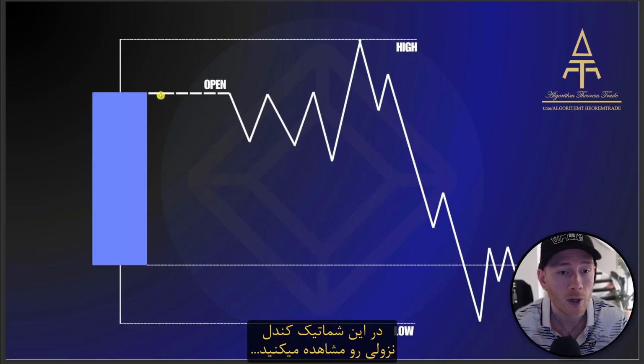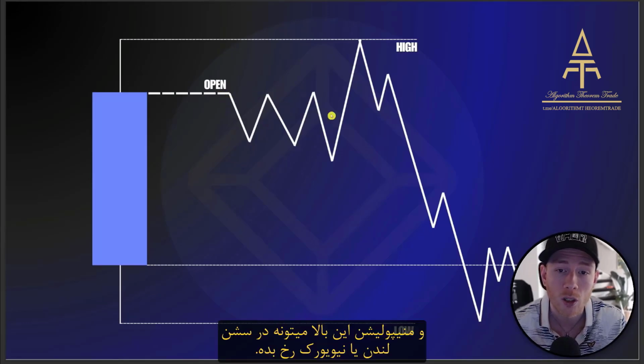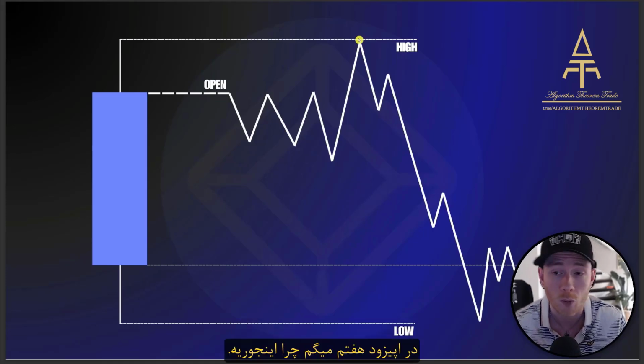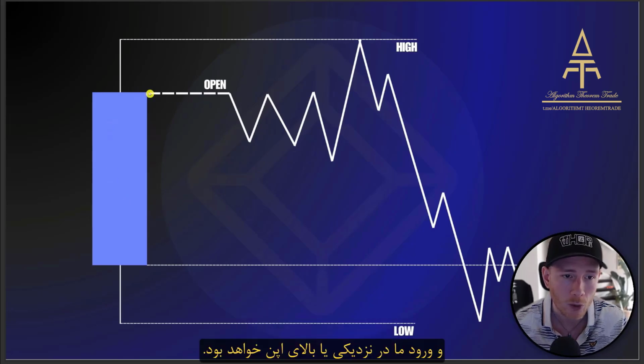Now over here, we've got an open high low close candle, right? Same thing over here. You can see that in the schematic. Power of 3 is always accumulation, manipulation, distribution. That can occur during London or New York session, for example, but it can also happen during Asia. And then it's a little bit harder to determine the intraday profile, but we're going to talk about that in episode 7. I want you always to position yourself in the distribution of the candle. And we're going to be looking for an entry close to the open or above the opening.